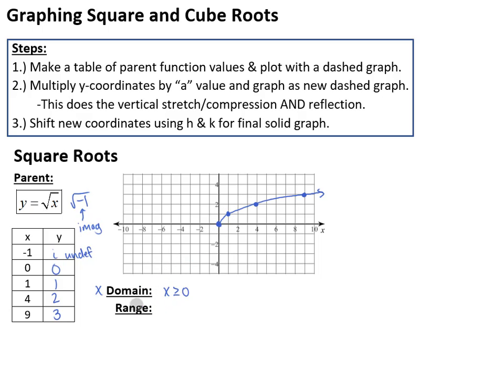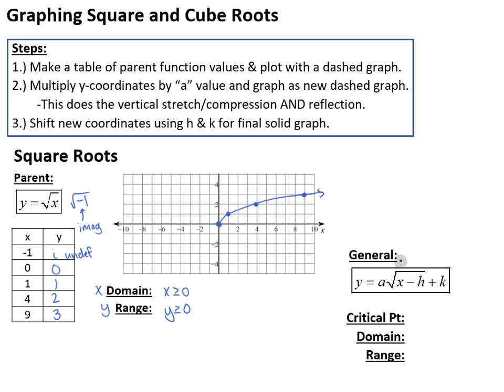Okay, for the range, which remember has to do with y, that has to do with the up and down movement of my graph. My graph does not go down forever, but it does continue up forever, right? So as we go to the right, it does continue up. So it does have a lowest point here, and then would continue up forever. In this case, that lowest point happens to also be 0. So my y values all have to be greater than or equal to 0.